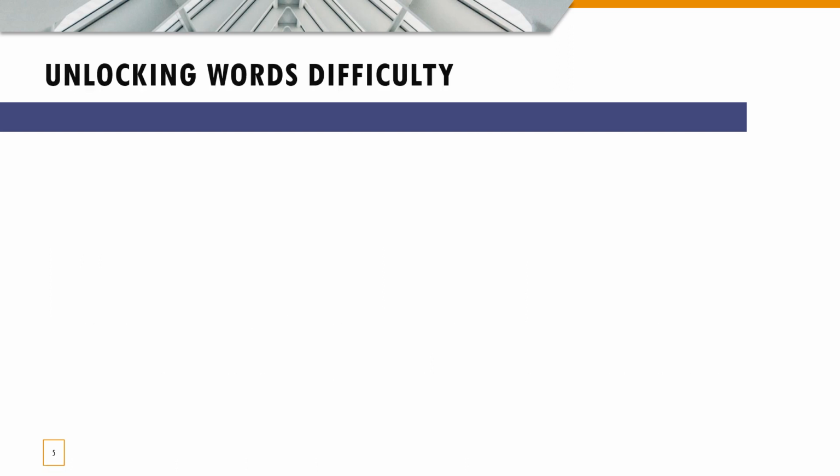But before we proceed to our main lesson, let's have first some unlocking words difficulty. These are the words that you might encounter as we go along with our lesson. First, we have integers. So what are integers? These are numbers, either negative or positive, from negative infinity, 0 to positive infinity.